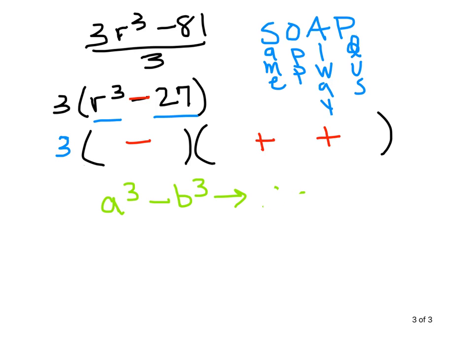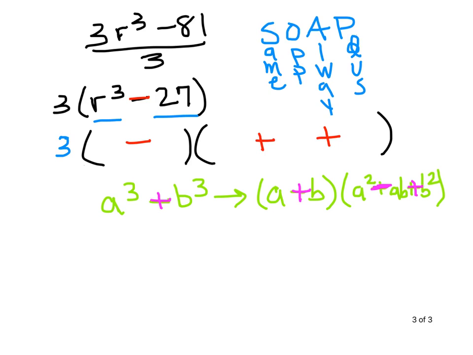All right. So this becomes the same, so a minus b times a squared plus ab plus b squared. Okay, and if this sign were opposite, so if this were a positive sign here, then it would just be same sign, opposite sign, and then always plus. Okay?